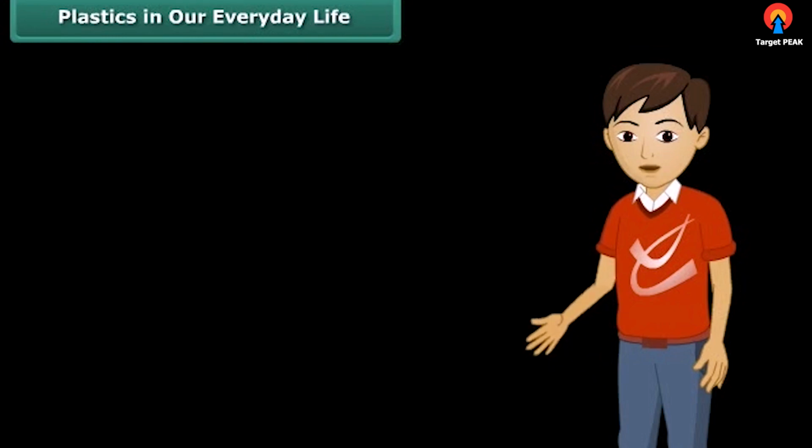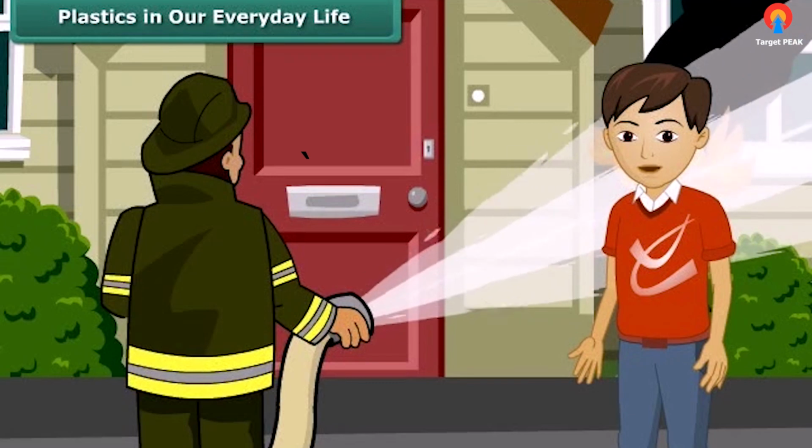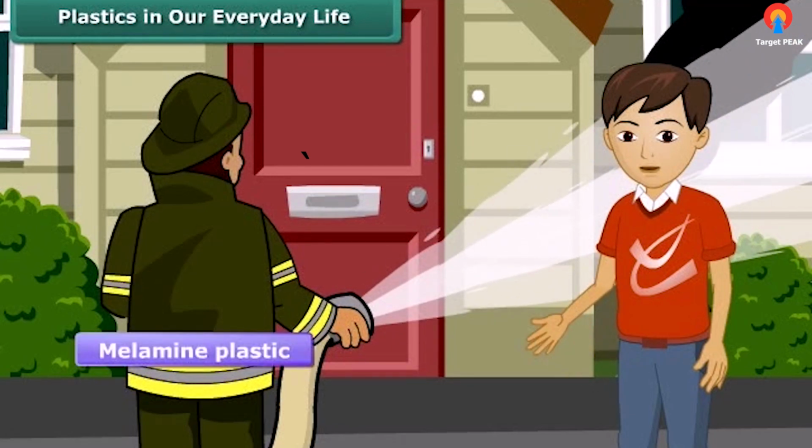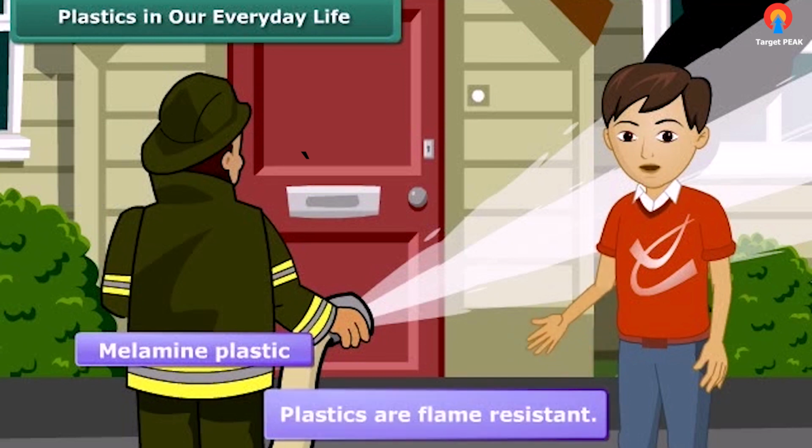You would be amazed to know that there are also fireproof plastics. Yes, the uniforms of firemen have coating of melamine plastic to make them flame resistant.